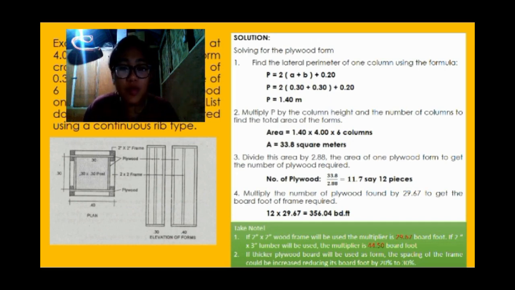After that, 1.40 meters will be multiplied by the height of the column and kung pila ka columns ang ato ang gamiton. So, in this example, A is equal to 33.8 square meters. And after obtaining the total area of the columns, ato din siya i-divide by 2.88. So, makakuha din tag 11.7. And since wala man tayo 11.7 number of plywood, so dapat nato siya i-round off.